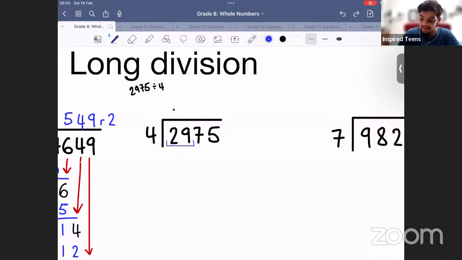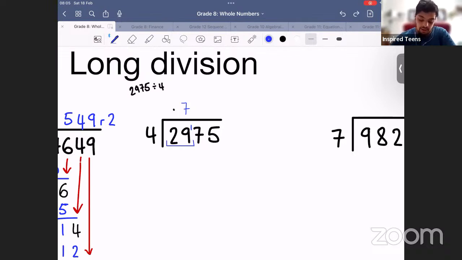So how many times can 4 go into 29? The answer to that is 7, I believe. So that's 7. 7 times 4 is 28. Between 28 and 29, there's a remainder of 1. So what we then do is place our 1 next to our next number, which is 7.